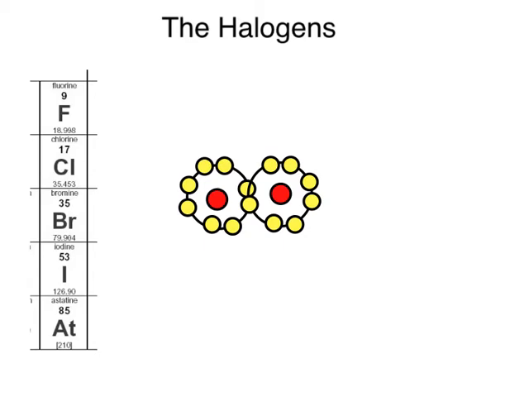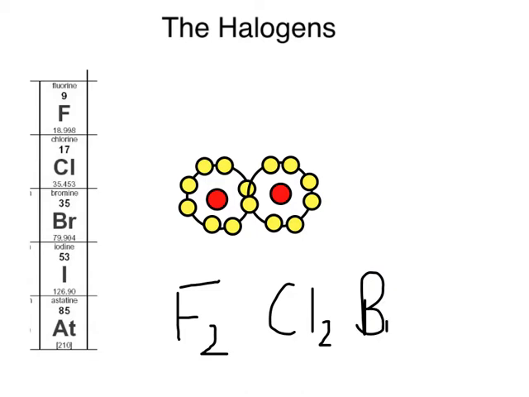So whenever we get the halogens together, we find that they are always diatomic, so it's F2, or it's Cl2, or it's Br2. So all of them are diatomic, so they always have that little 2, so that we can show our full shell of outer electrons.